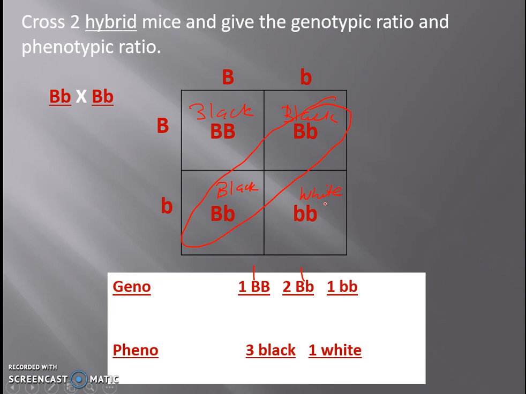When we are talking about hybrid, that means it's a heterozygous. If you want to have more practice, you have to try different combinations of crosses and make your own Punnett squares, and that's how you're going to learn to predict the genotypic and the phenotypic ratio.